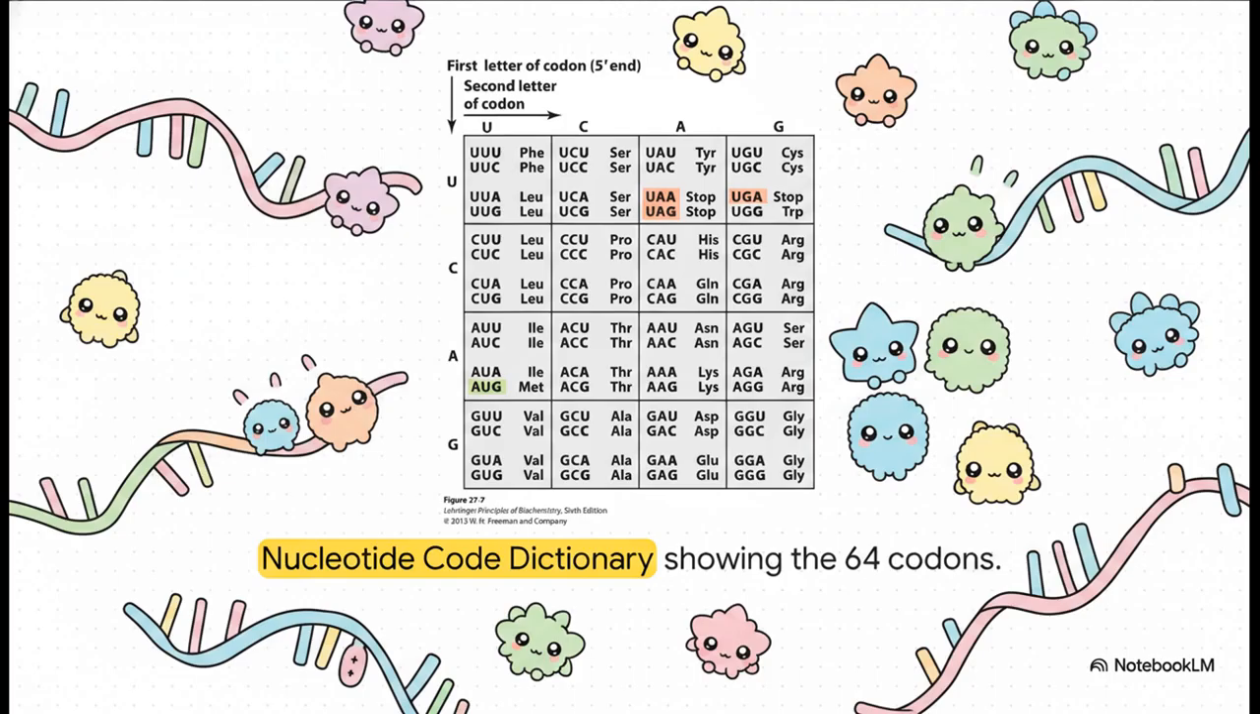You'll also notice the code is redundant or degenerate. So ACU, ACC, ACA, and ACG, they all code for the exact same amino acid, threonine. But hey, redundancy doesn't mean it's flawed. Each specific codon specifies only one amino acid. ACC will always mean threonine. It's never going to suddenly code for serine.